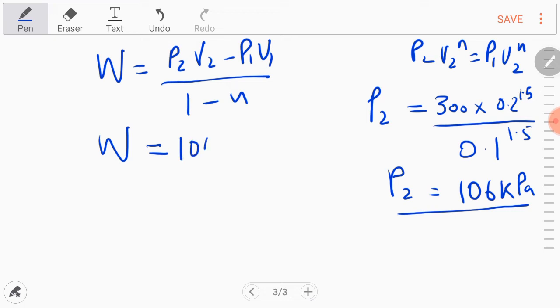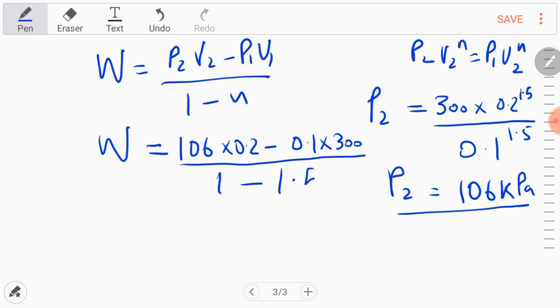It is simply 106, V2 multiplied by 0.2, minus P1, which is 300, and V1 is 0.1, divided by n, which is 1.5. Then we get a positive answer by solving this equation. It is 17.6 kilojoules.